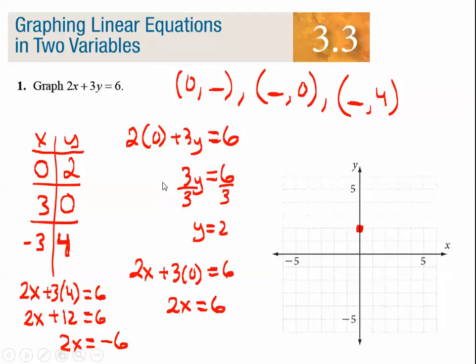All right, so I got 0, 2: 0 sideways, 2 up. Next one is 3, 0, so 3 to the right and up 0, or down 0, and then negative 3, up 4. And again, just to make sure those line up in a straight line. Absolutely. That's a cool thing. So let's draw a line. Again, making sure you have those arrows at the end.